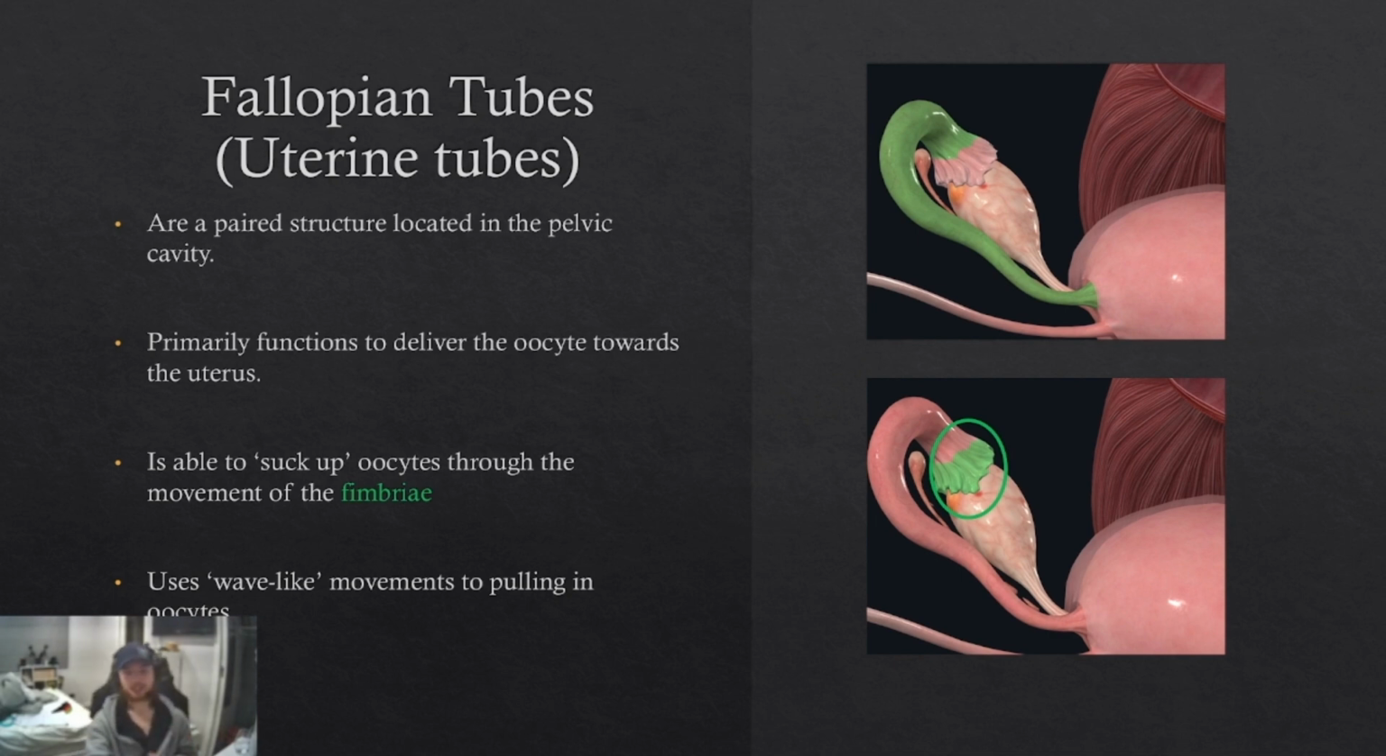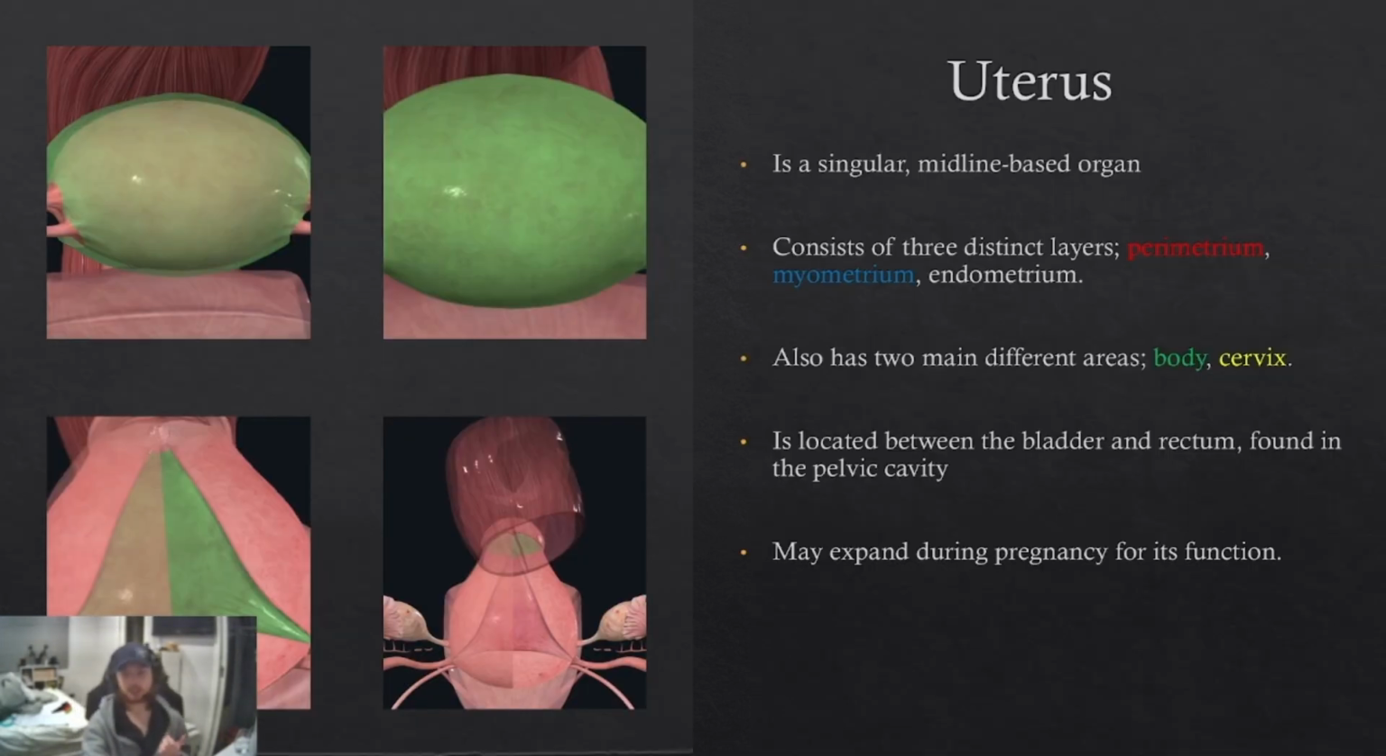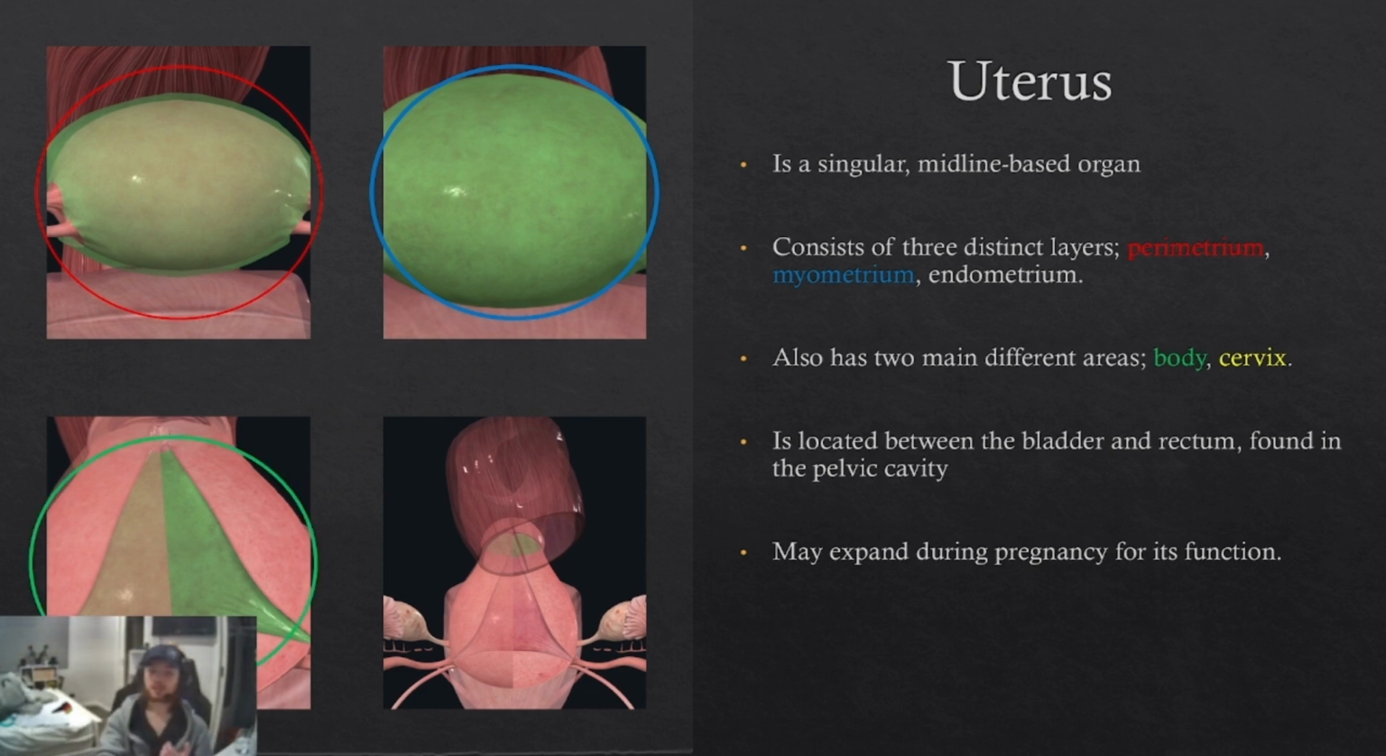The uterus is a singular midline-based organ with a thick uterine wall, consisting of three distinct layers: the outermost perimetrium, circled in red, the middle layer of myometrium, circled in blue, and the inner layer of endometrium. There are also two main different areas of the uterus, which include the body, which is the upper triangular area circled in green, and the cervix, which is the more cylindrical lower tighter area circled in yellow.